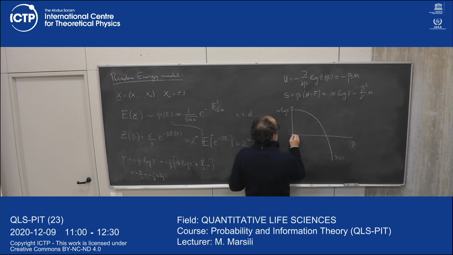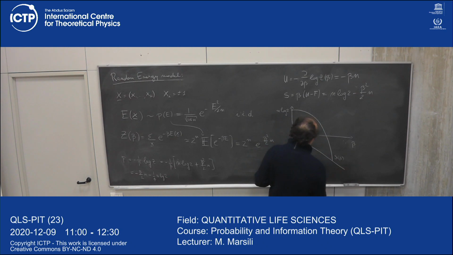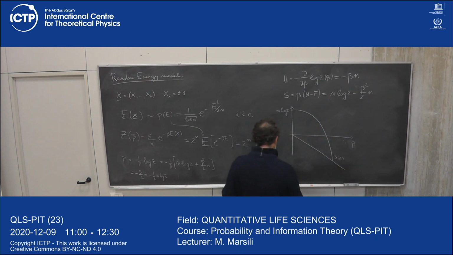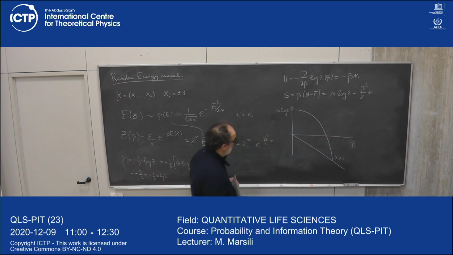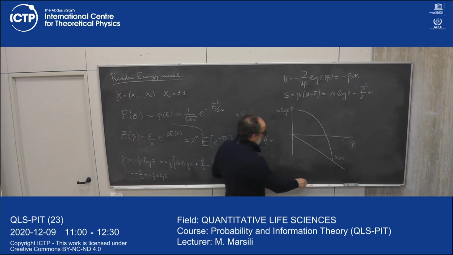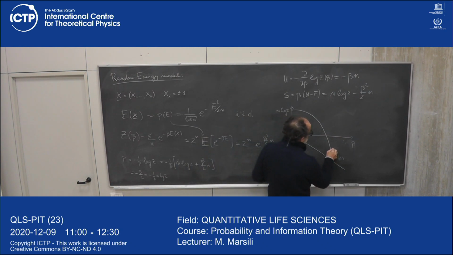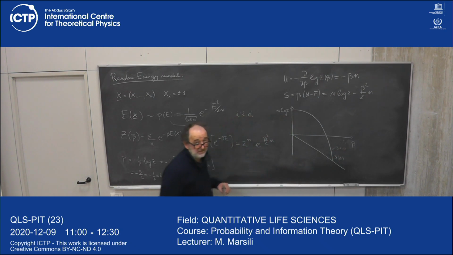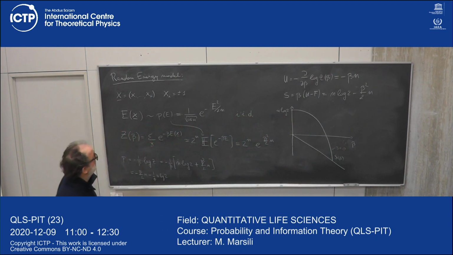The energy starts at 0 when beta is equal to 0, and then decreases just linearly. Okay. Now, the problem with this solution is that you get negative entropy. So what is going on?